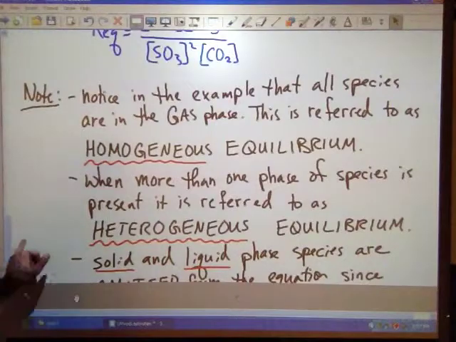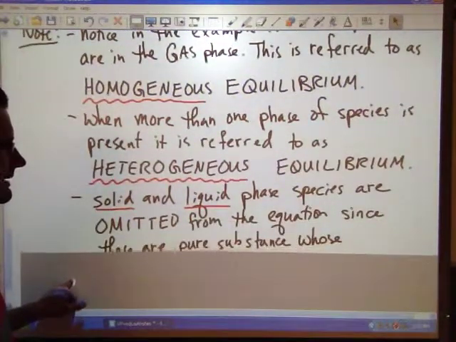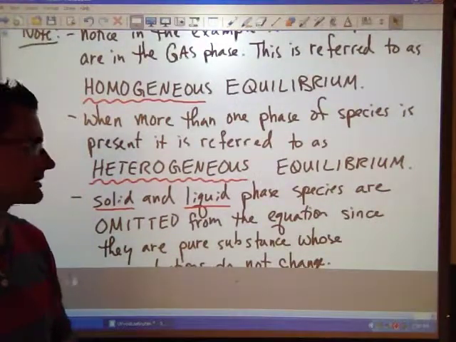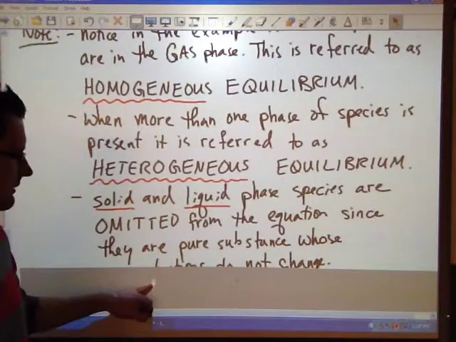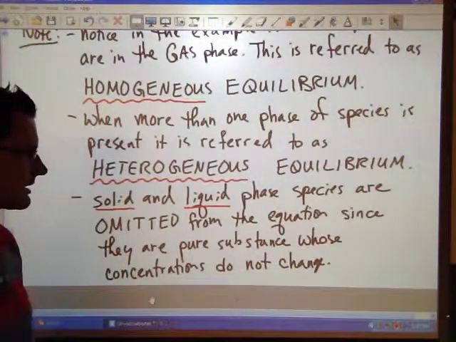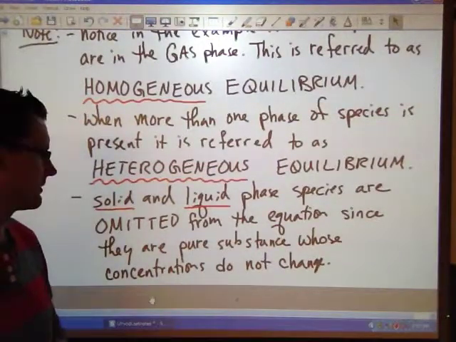And lastly, if you do have solid and liquid phase species, we omit them from the equation because we assume those are pure substances. Their concentration is equivalent to their density, so we don't include those in the expression. So liquids and solids simply get omitted.